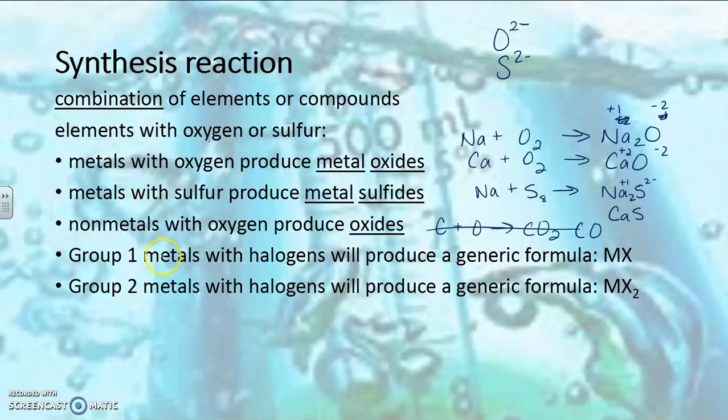Okay. Group 1 metals with halogens are going to produce what we call a metal halide, and it's going to be a formula MX. So let's say we have lithium and fluorine together. They would come together to produce lithium fluoride. Group 2 metals with halogens will produce another type of metal halide. So let's say we have calcium and fluorine coming together again. You would have calcium fluoride. Calcium has a positive 2 and fluorine has a negative 1 charge.